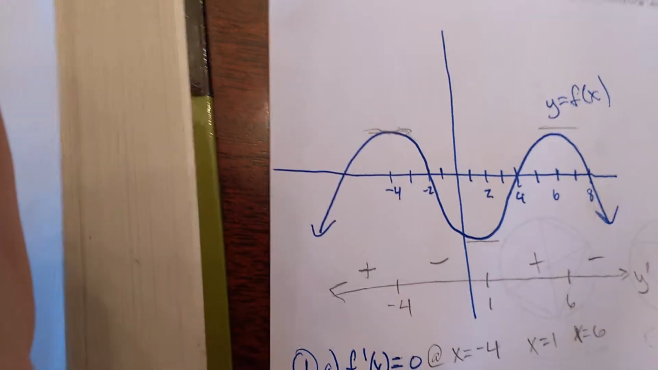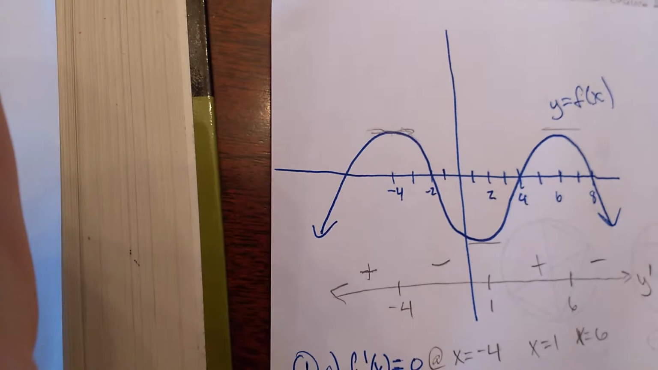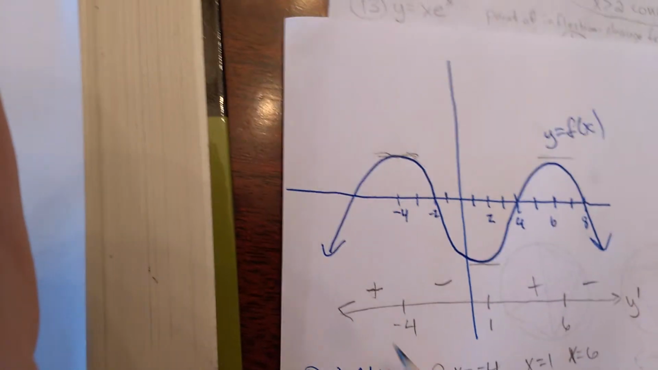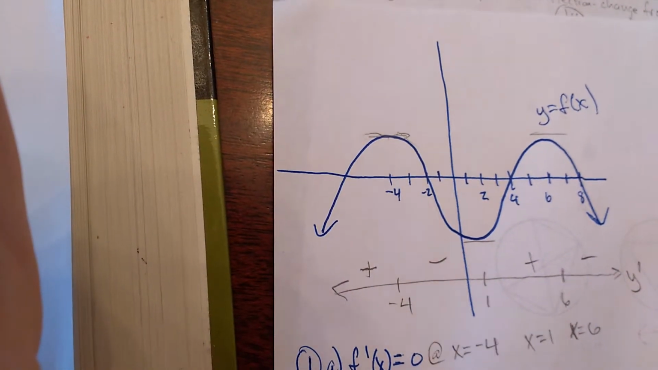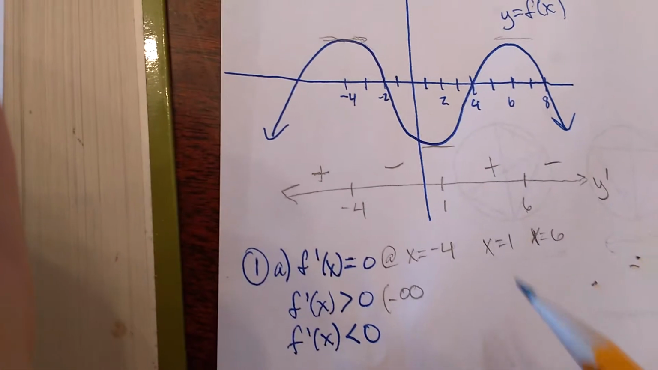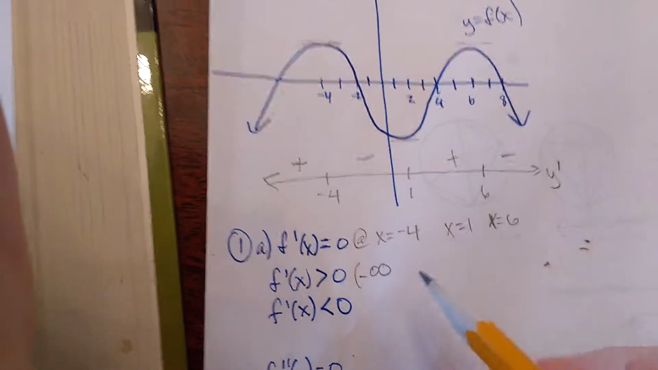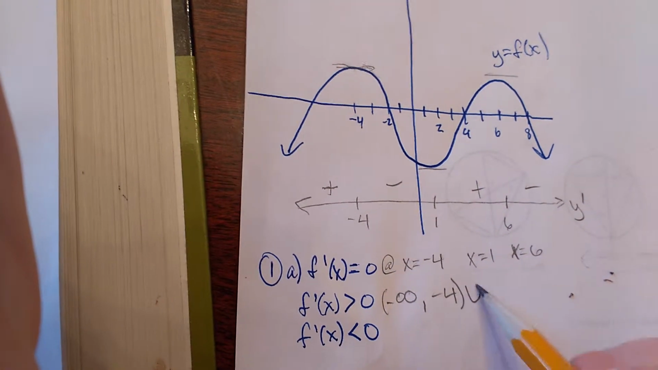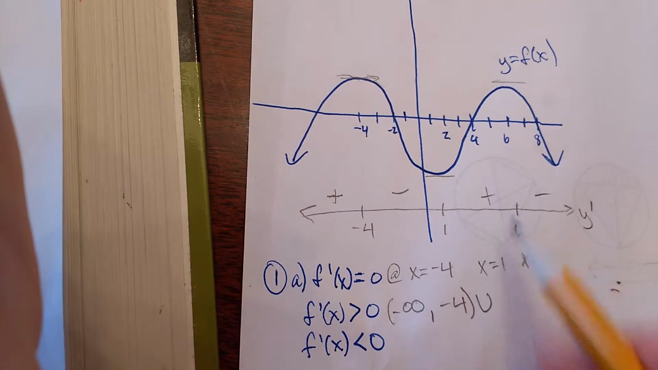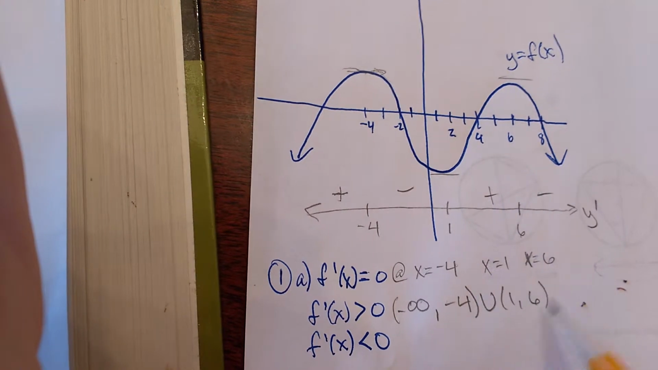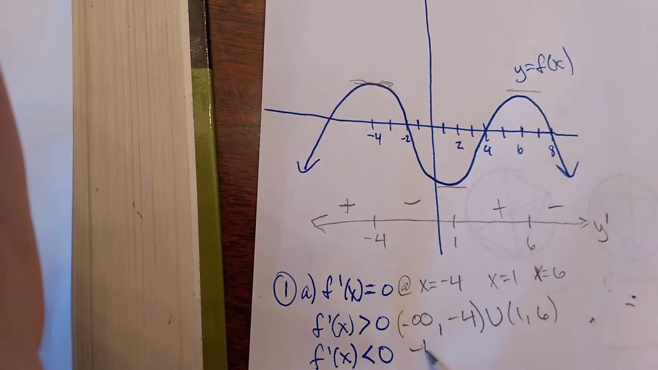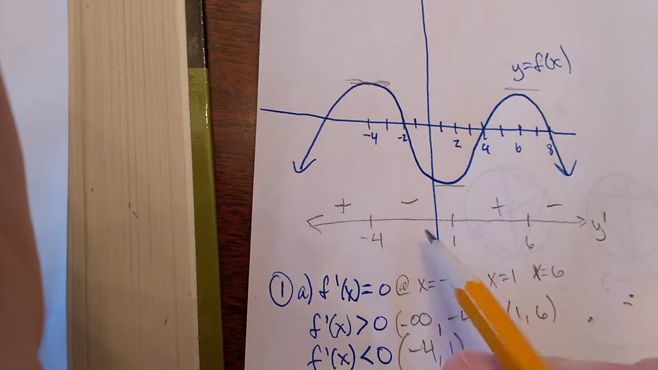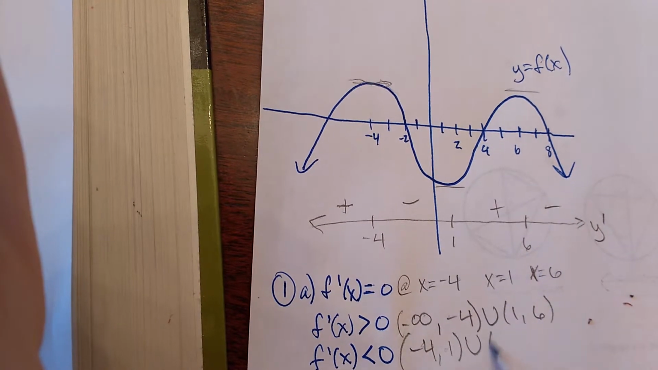both of these. So where is the derivative greater than 0? Well, that would be over here from negative infinity. Sorry, it's hard to do this. Used to my iPad. From negative infinity to negative 4, and from 1 to 6. And then, of course, negative would be negative 4 to 1, and 6 to infinity.